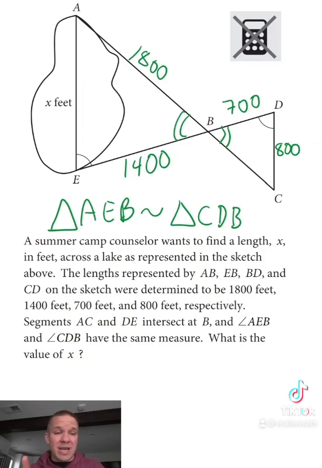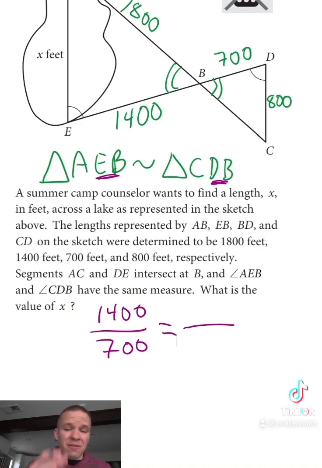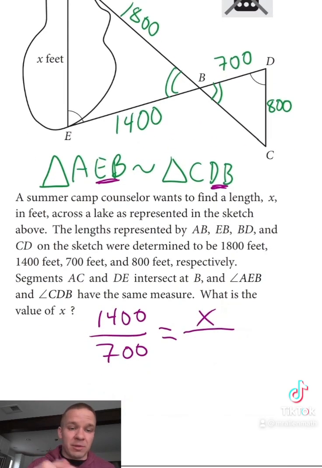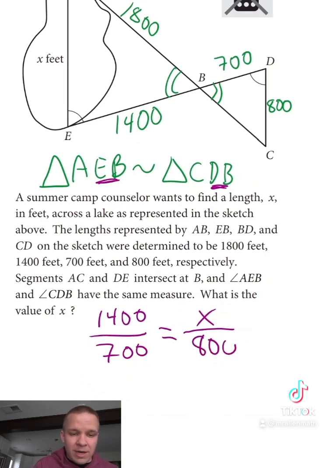I know that EB with the 1,400, which is this one, matches up with BD, which is the 700 right there. So let's set up a proportion with that information. So I've got 1,400 over 700, the comparison of those two sides. Now I want to figure out what X is, and that comes from my larger triangle, so it'll be associated with that 1,400. I got to have it in the numerator. Okay. Now the other side that's associated with that X right there that we want is my DC side, right? Because that was AE, which is the first two, and DC, first two in the similarity statement there. So I'm going to have 800 right here.